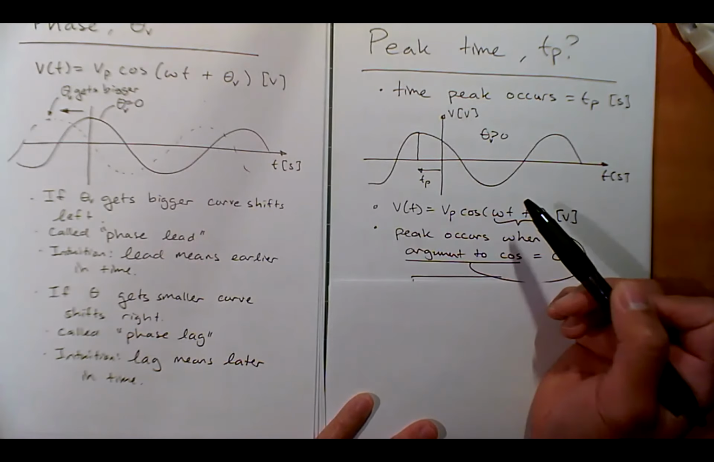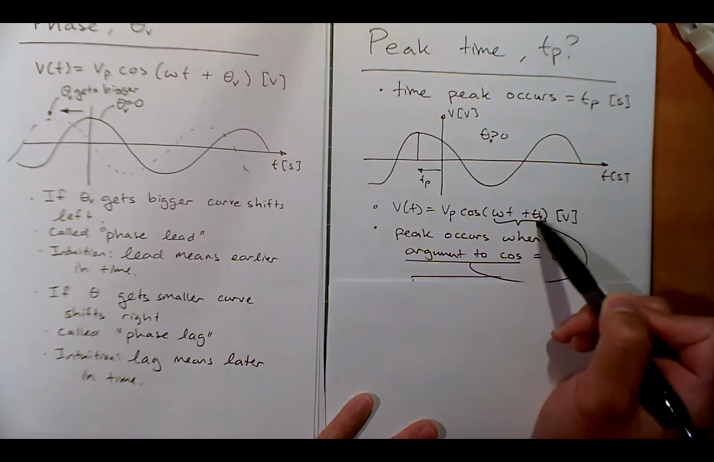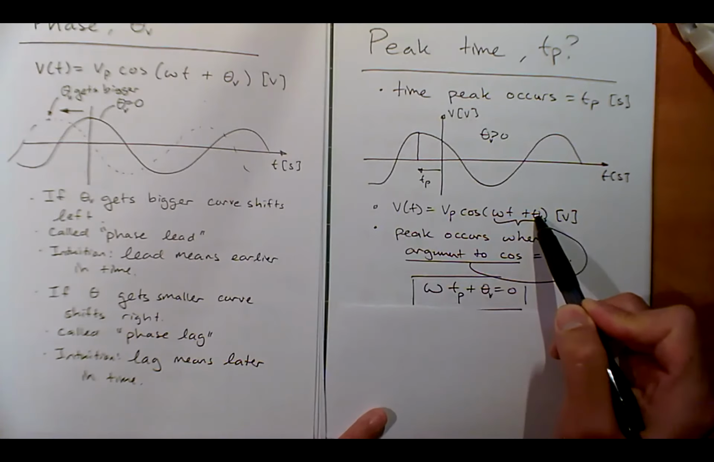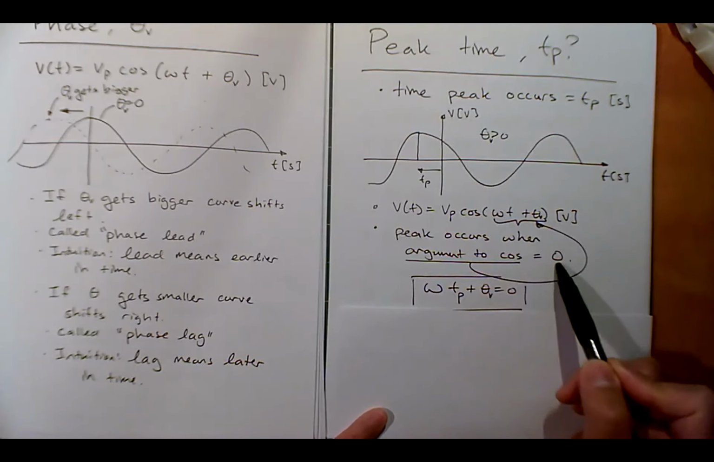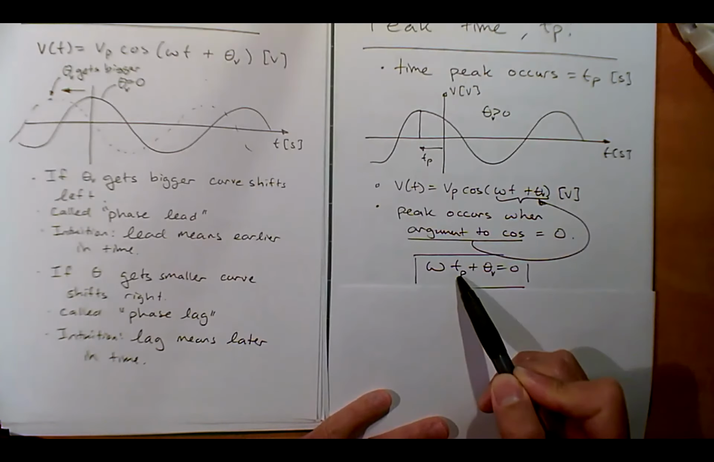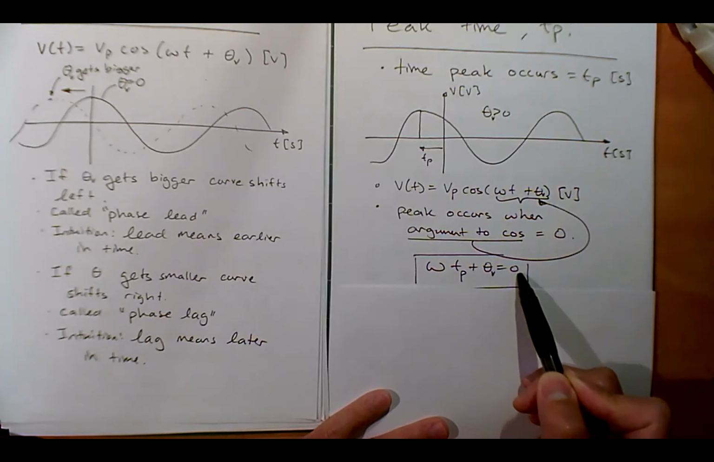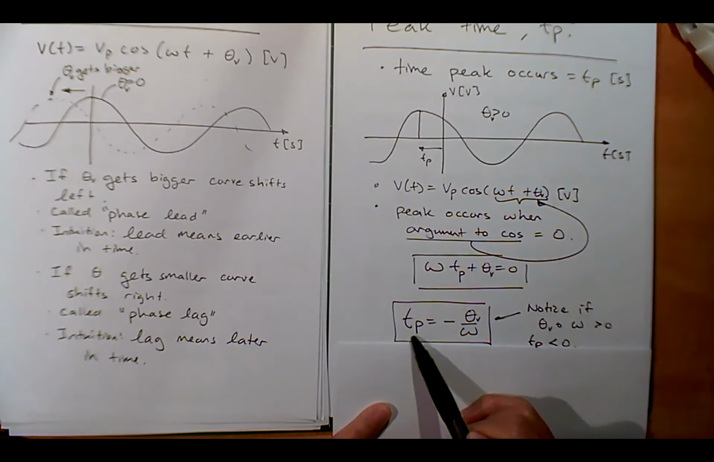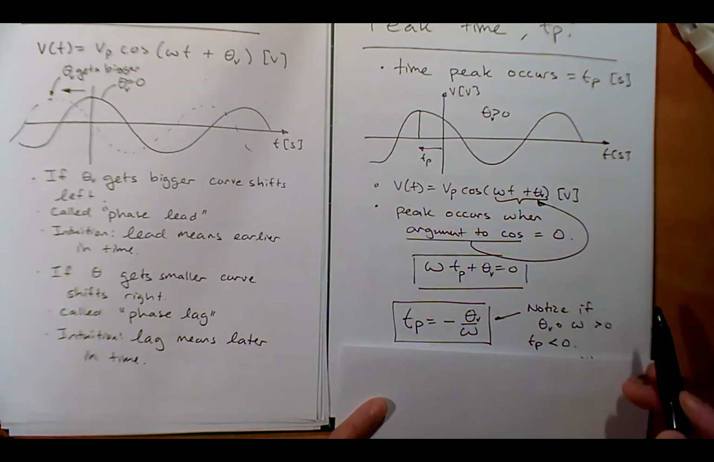Cosine of 0 is 1. So how do I make a 0 in here if omega is a constant number and theta v is a constant number? Well, I can just take this argument and set it to 0 and calculate t peak. And that's easy. T peak equals, I'll bring this over, minus theta v divided by omega. Boom, that's it. That's actually the time when the peak occurs, okay?